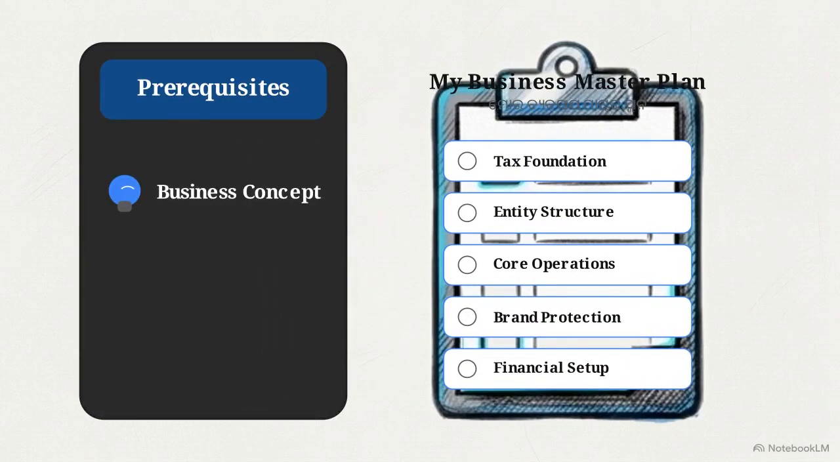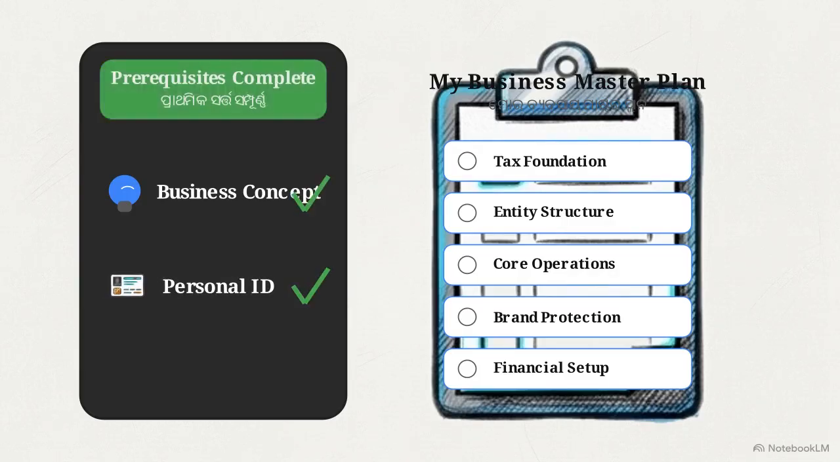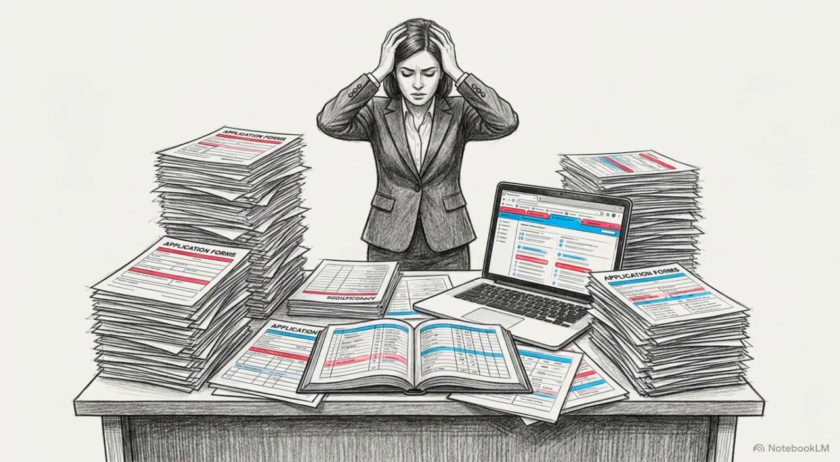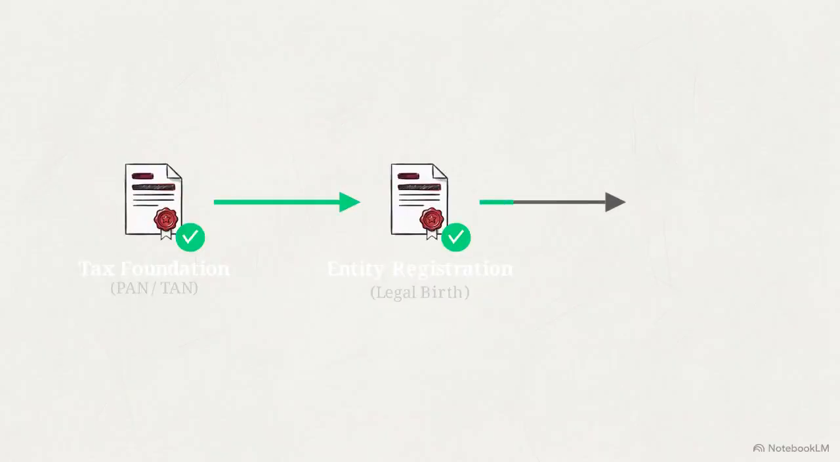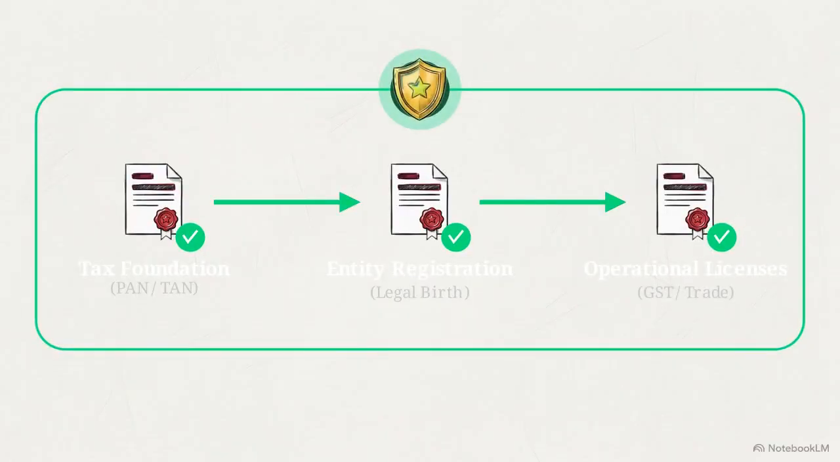On the sidebar, note 2 prerequisites before starting: a clear business concept and a standard personal ID, like an Aadhaar or voter card. A common mistake new entrepreneurs make is assuming they must immediately apply for every single license in existence. This scattered approach just wastes your valuable time and money. This master plan is organized so that the documents from each step serve as the required verification for the next, preventing the administrative errors that lead to registration delays.